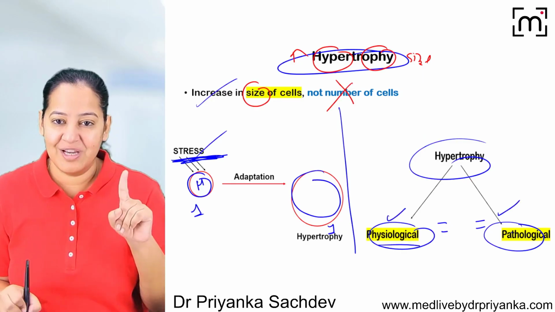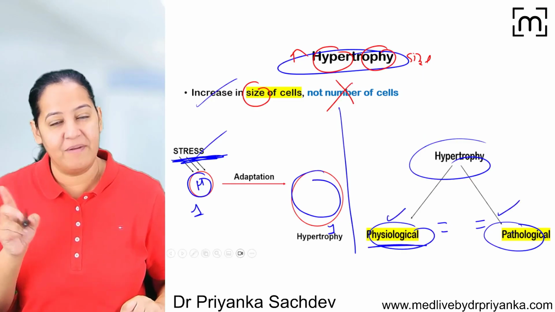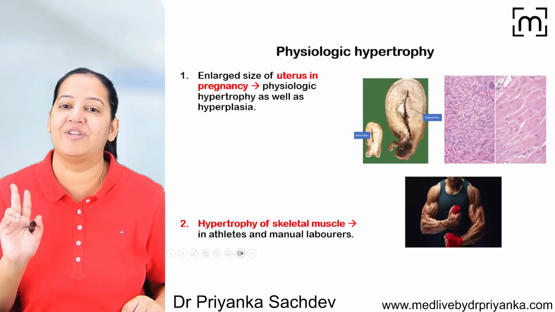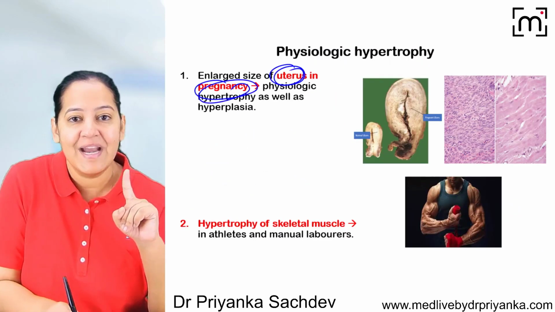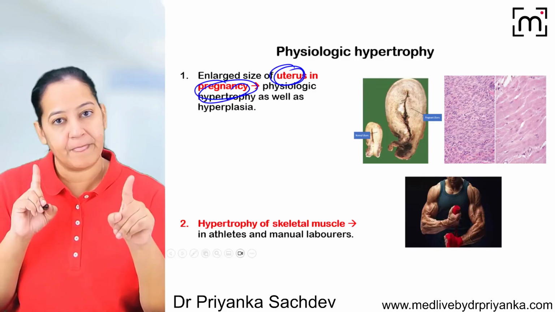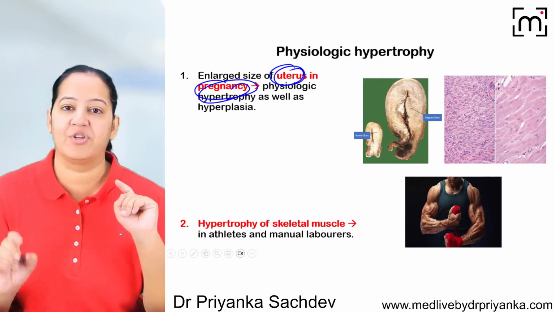I guess one physiological example you already know, which is the common example of hypertrophy and hyperplasia. That is the pregnant uterus. I told you about the uterus during pregnancy. It is a common example of physiological hypertrophy and physiological hyperplasia.